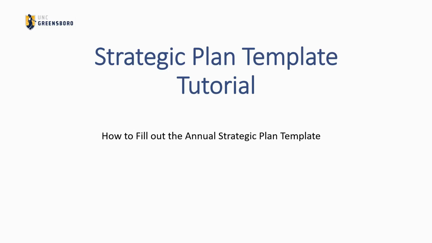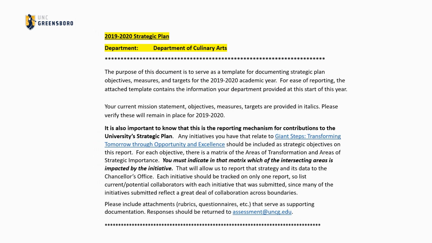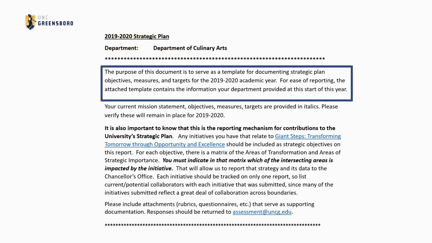The purpose of this tutorial is to help the unit's representative understand how to fill out the strategic planning template. Each spring, the Office of Assessment, Accreditation, and Academic Program Planning emails strategic plan templates to non-academic units and selected academic units. The template serves as a place for verifying strategic objectives and the associated measures and targets the unit expects to assess in the upcoming academic year.